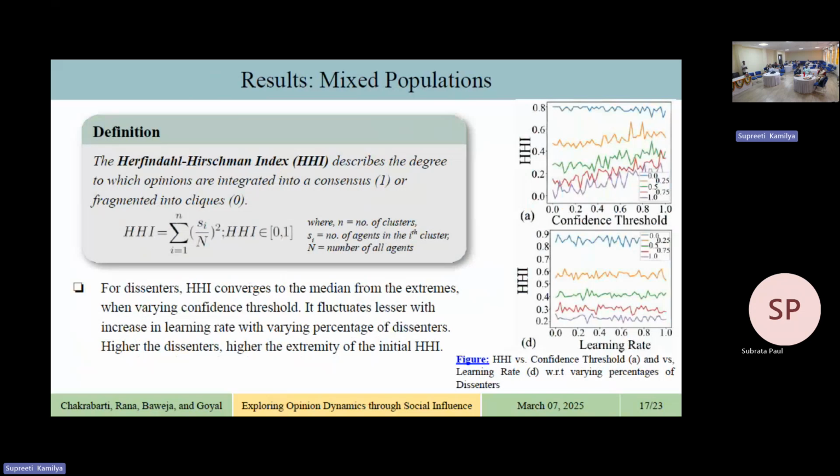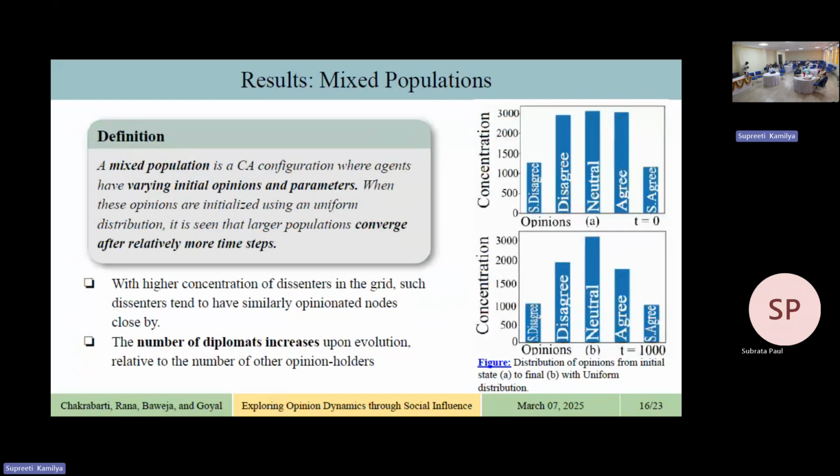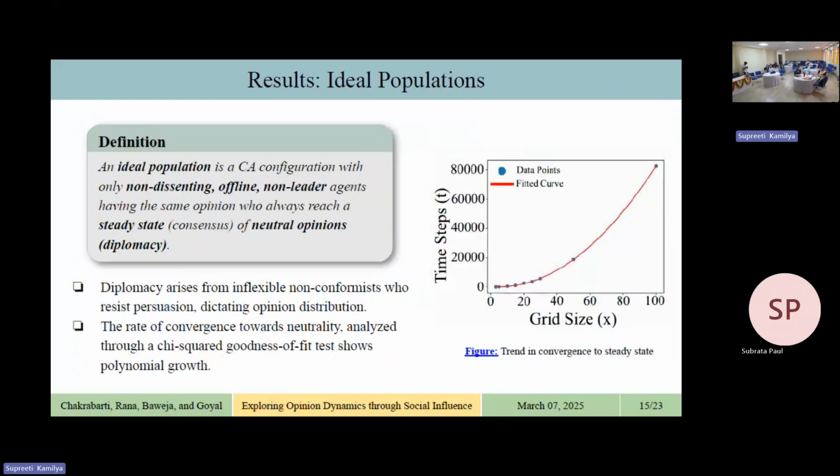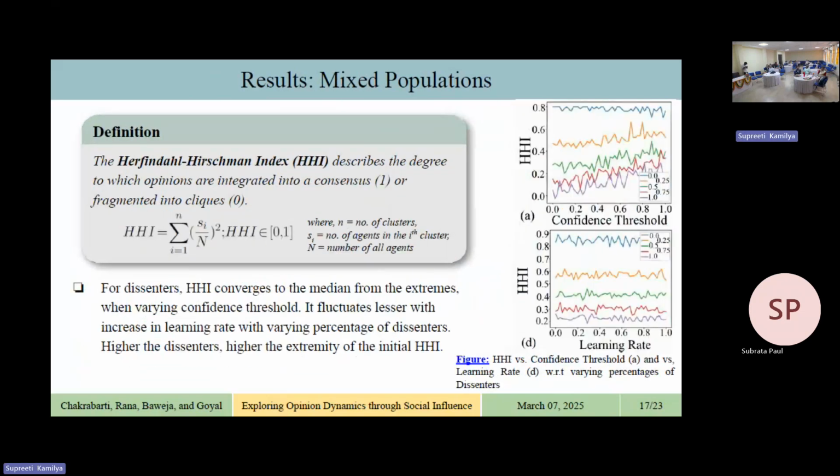Now we use a statistical measure called the Herfindahl-Hirschman index, which is generally used for studying clustering among datasets, and we use it to identify cliques in our own model. Using this HHI, we can see that the higher the dissenters, the higher the extremity of the initial HHI, which validates the previous conclusion from the ideal population experimentation. That is, this diplomacy arises from inflexible non-conformists. So the higher the number of dissenters, the higher the HHI. So that means that there is a consensus.